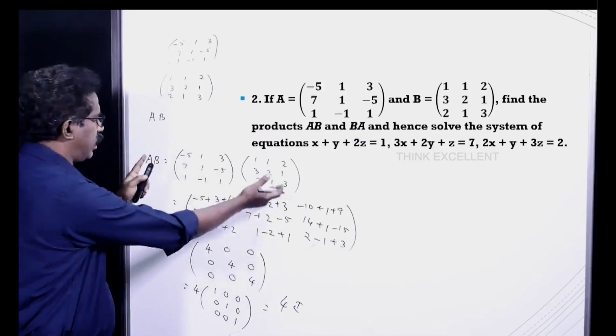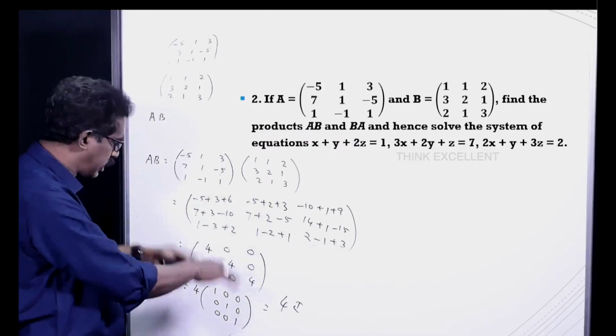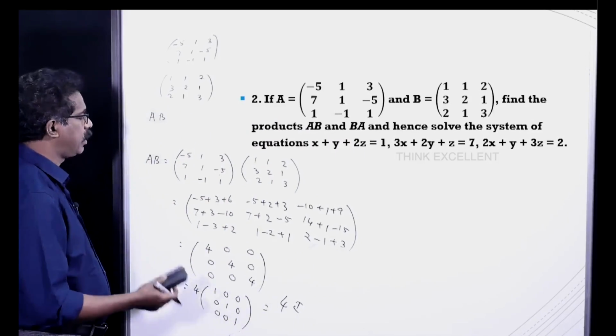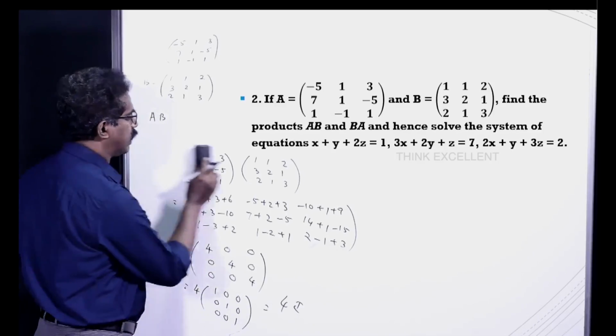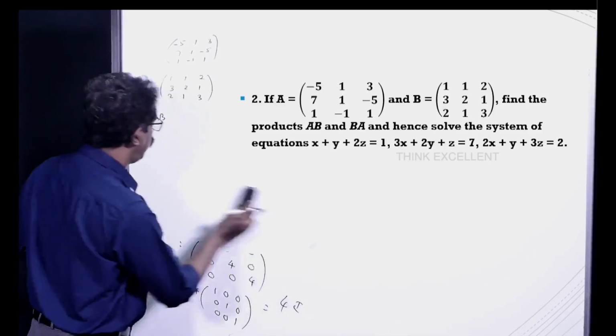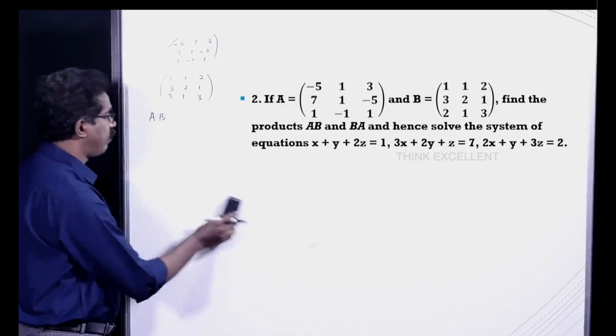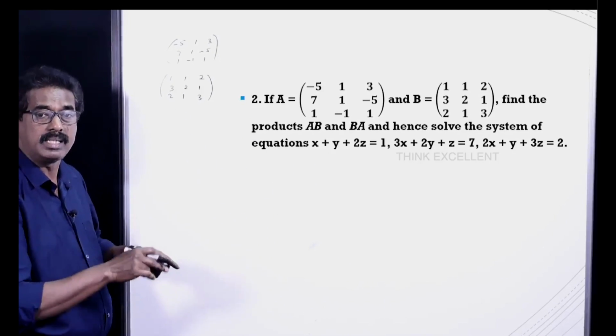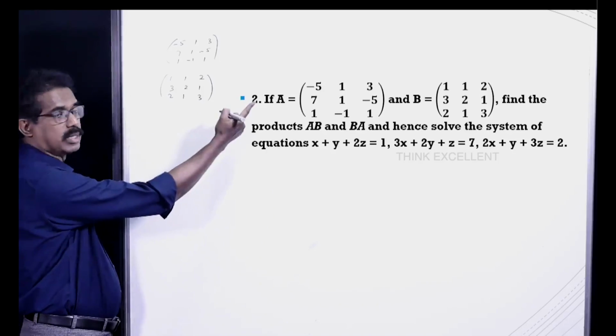So BA also you can find by reversing the order, and there also you will get the same answer. But you have to practice that also. You are finding AB, you are finding BA, and both the answers are 4I. So the first part is over. It's a 5-mark question. Find AB and BA, and hence solve the equations. There are 3 equations given here.